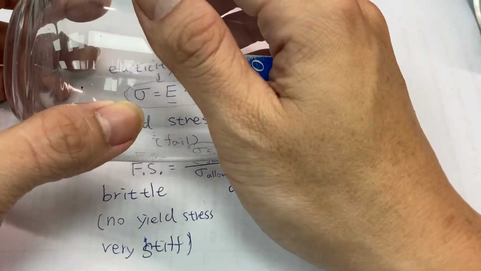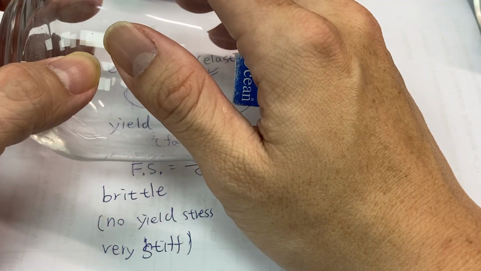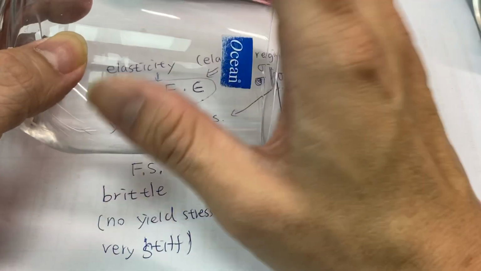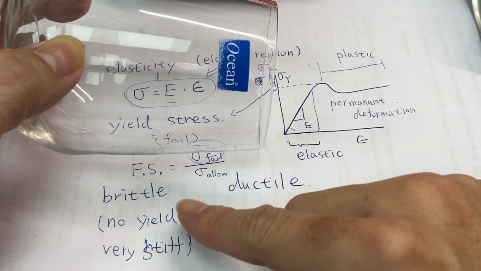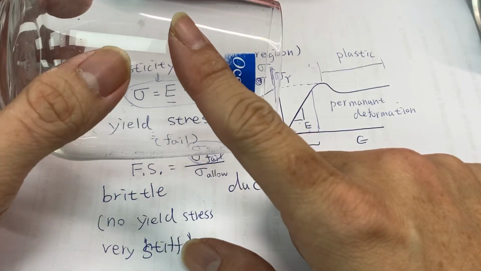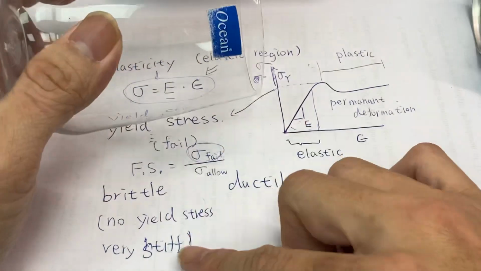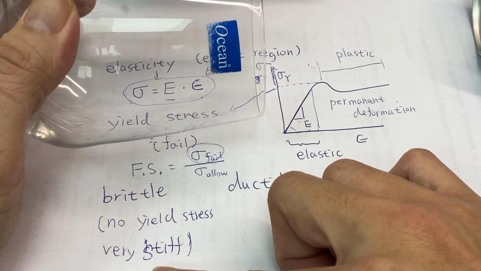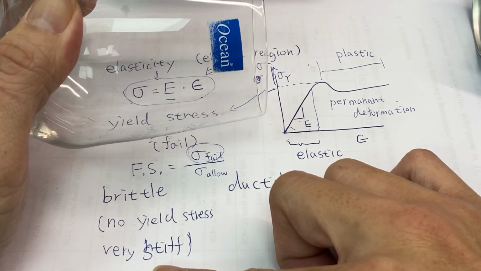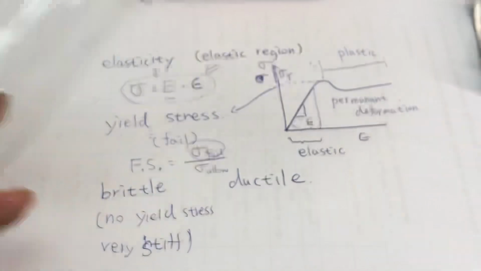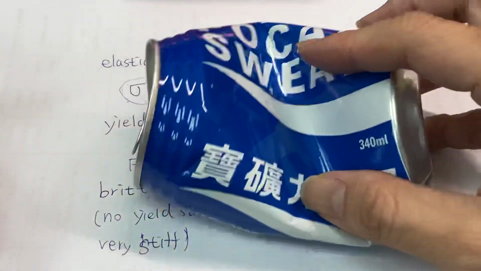So when you compress or apply tension on the glass, it doesn't have the yield stress. It doesn't have any deformation. It just breaks. If you apply the loading over a certain limit, the whole material just shatters around and becomes pieces. It's no yield, no deformation.